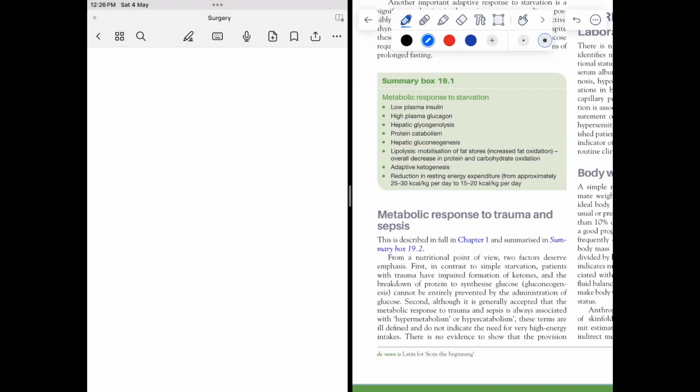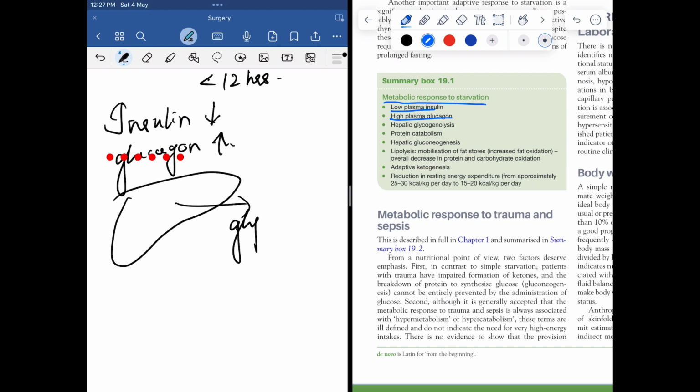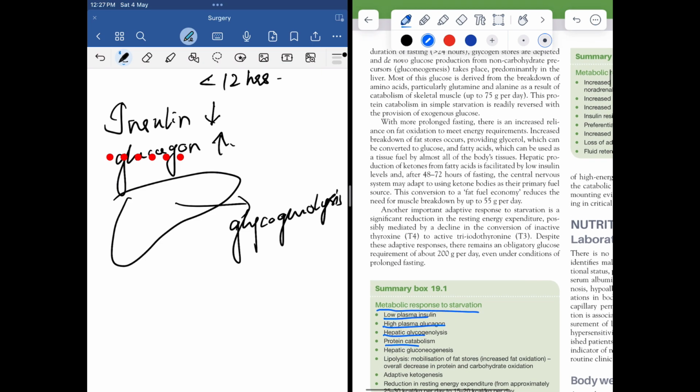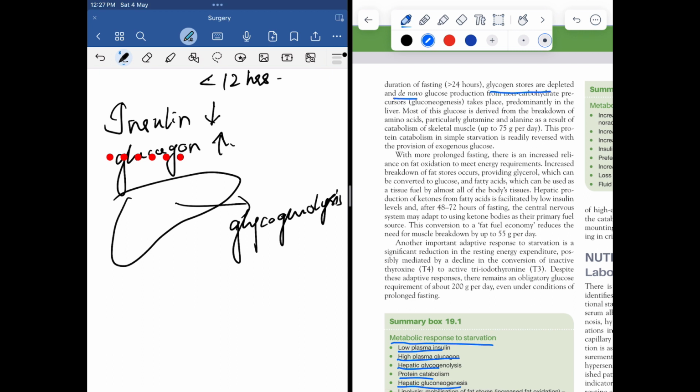Now we're going to talk about the metabolic response to starvation. In short-term starvation, the plasma insulin level will fall. In less than 12 hours of starvation, plasma insulin level will start to fall and plasma glucagon level will start to increase. This will stimulate the hepatic production of glucose from glycogen. So it results in hepatic glycogenolysis and it will also result in protein catabolism. After that, in starvation greater than 24 hours, the glycogen stores are depleted, and now gluconeogenesis will take place. So hepatic gluconeogenesis will take place.